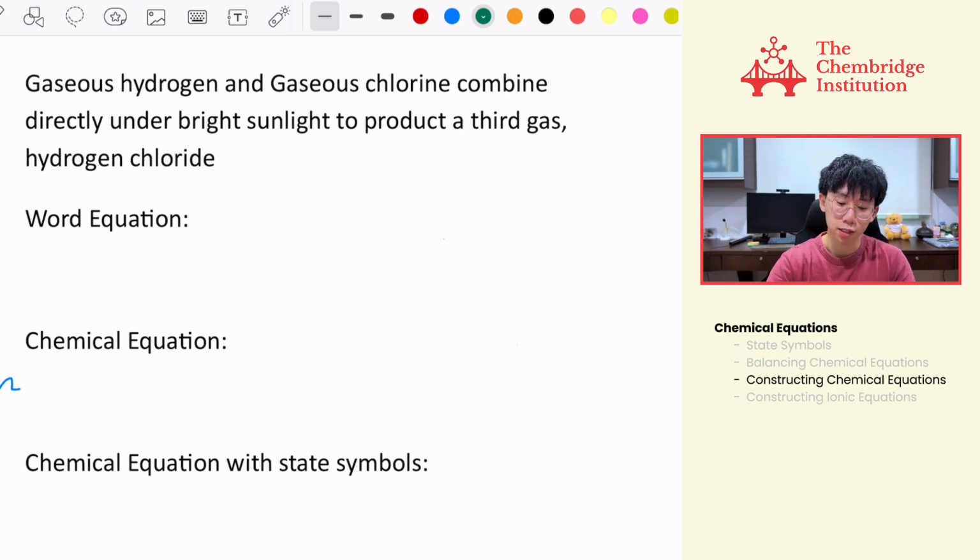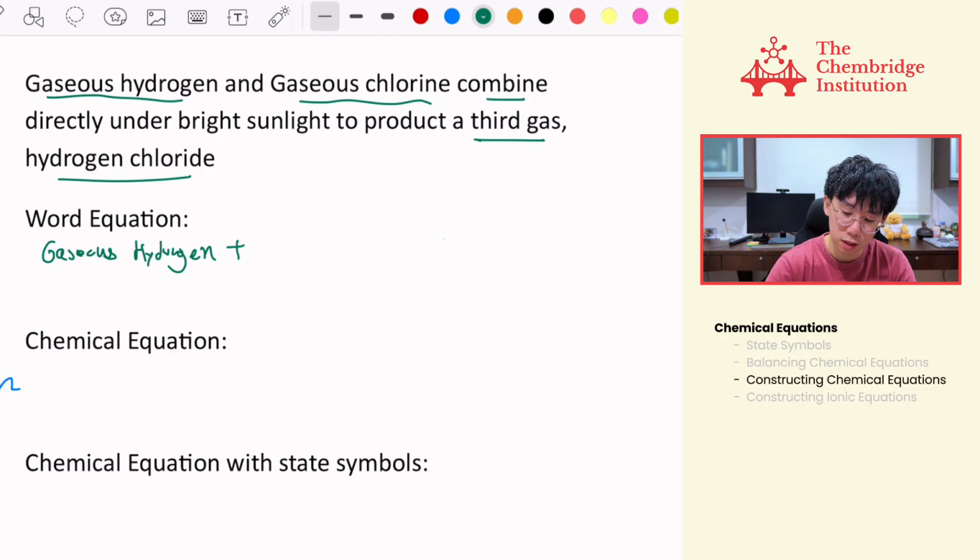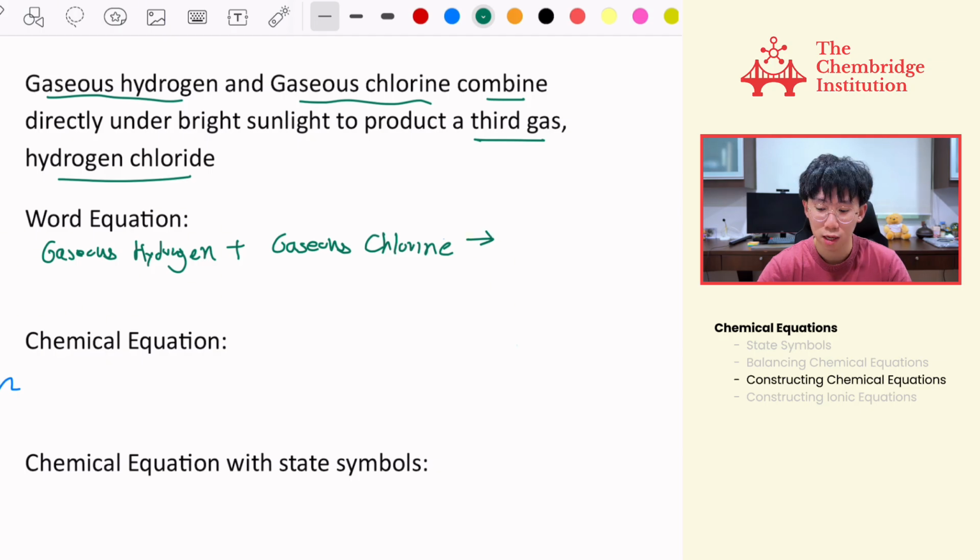So let's take a look at this. Gaseous hydrogen and gaseous chlorine combine directly under bright sunlight to produce a third gas, which is hydrogen chloride. What will help you at the start is to write the word equation first: what reacts with what to give what product. So you can just write this down: gaseous hydrogen plus gaseous chlorine, and this will react to give you a third gas, which is just hydrogen chloride gas.